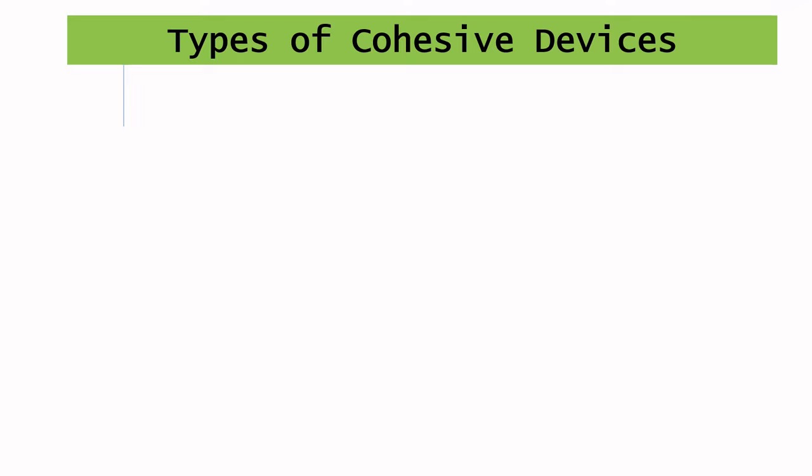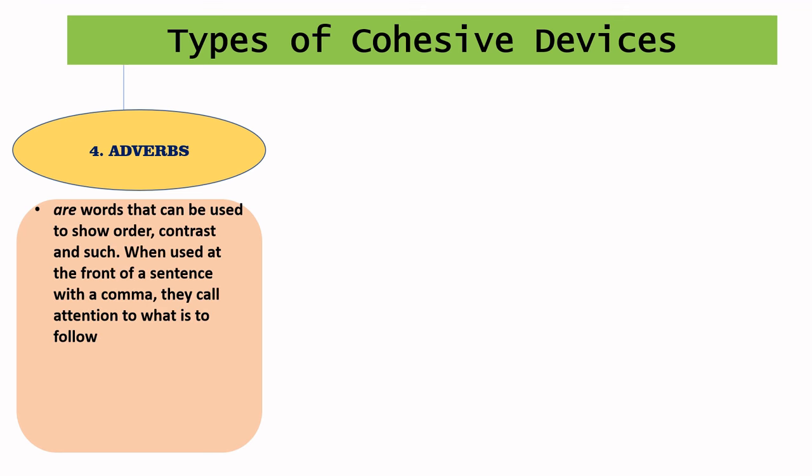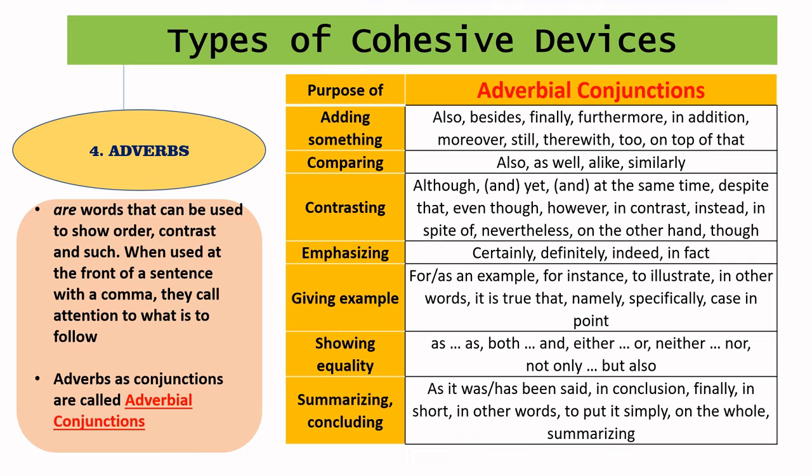Let us now proceed to the fourth type, and that is adverb. Adverbs are words that can be used to show order, contrast, and such. When used at the front of a sentence with a comma, they call attention to what is to follow. Adverbs as conjunctions are called adverbial conjunctions. Here in this table, pinakikita nito sa kaliwang bahagi ang purpose of conjunction at sa kanan naman ay ang mga halimbawa nito.